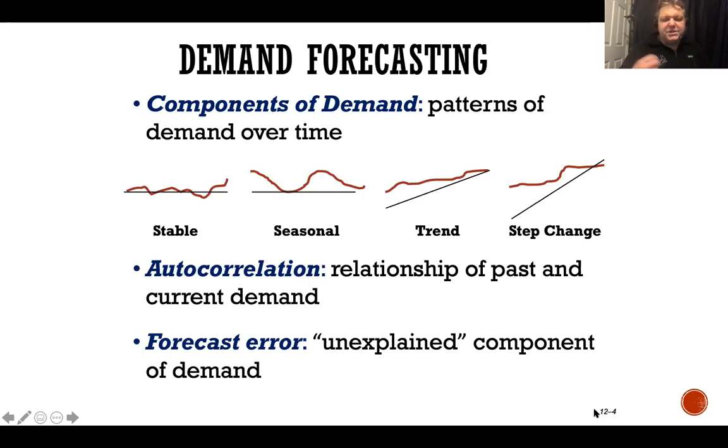Milk is stable. Toilet paper is stable. Bread is stable, right? Fuel, gas usually is stable, although arguably it could be seasonal too. But it's stable, which means regardless of the time of the year, it stays consistent. And that's that first graph on the graph line there. So stability. Second, as you probably know, is seasonality.